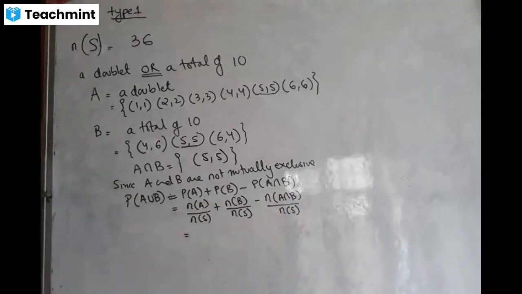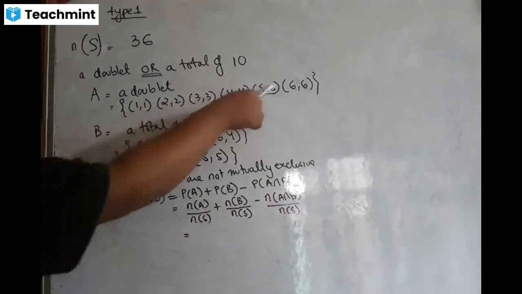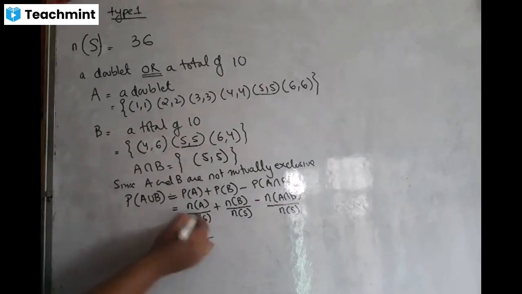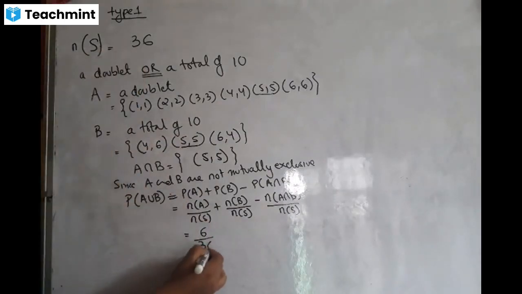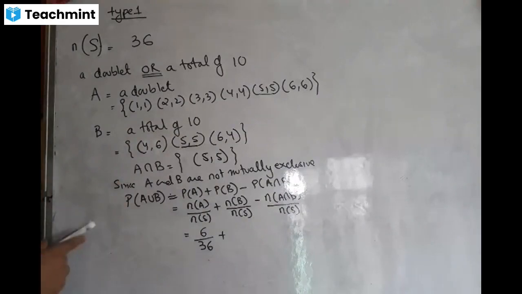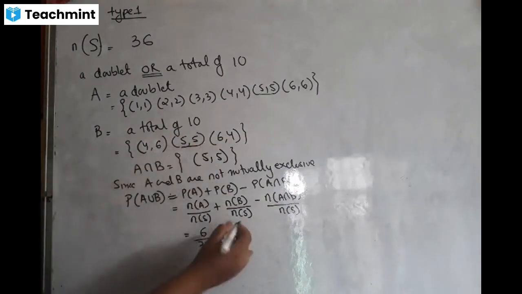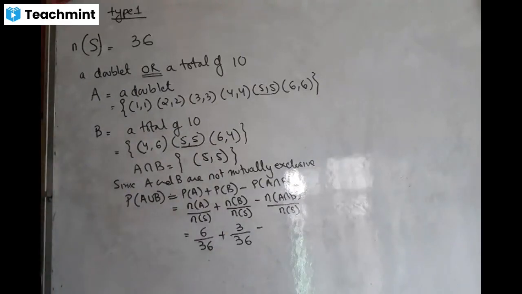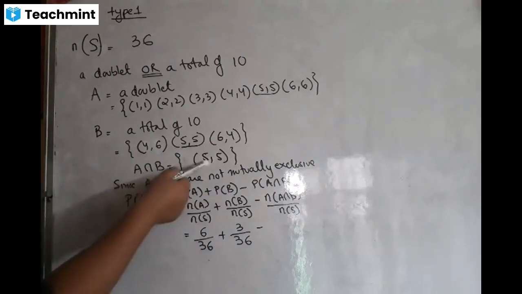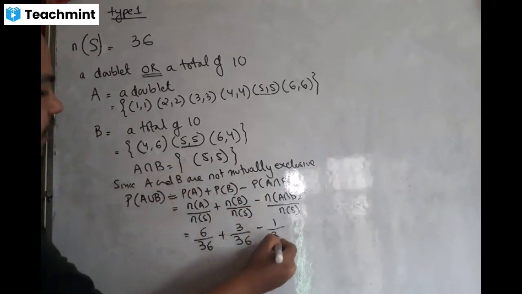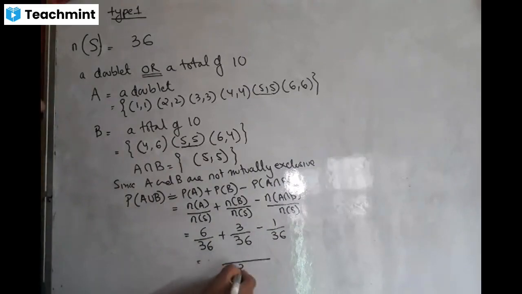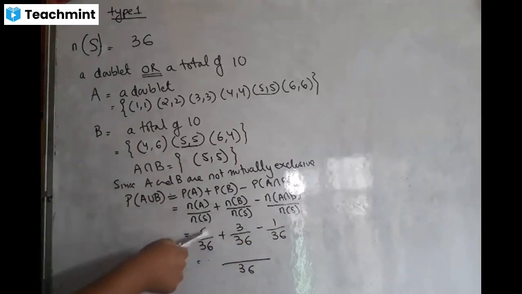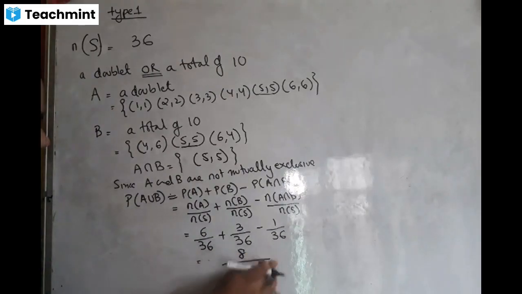So what is N of A, please? Number of elements in A: 1, 2, 3, 4, 5, 6, divided by N of S, total is 36, plus probability of B, N of B: 1, 2, 3 over 36, minus N of A intersection B. A intersection B has only one element, so 1 divided by 36. So the LCM is 36. Please help me out. 6 plus 3 is 9, 9 minus 1 is 8. So you get 8 by 36.